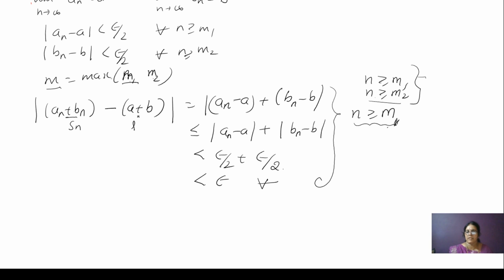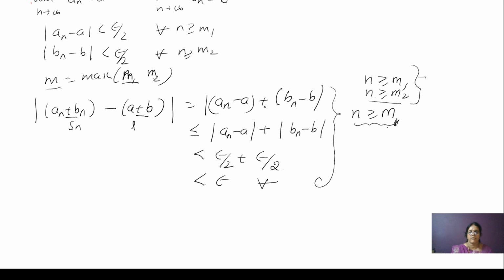Similarly, if you consider minus here, then it takes the form minus b_n, so instead of plus we have minus here, and this is minus of (b_n minus b). So anyway, this is the same, because mod of x minus y is less than or equal to mod x plus mod y. So the same thing is true for this also. So a_n minus b_n converges to a minus b.